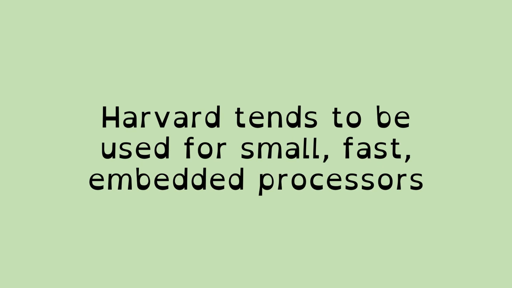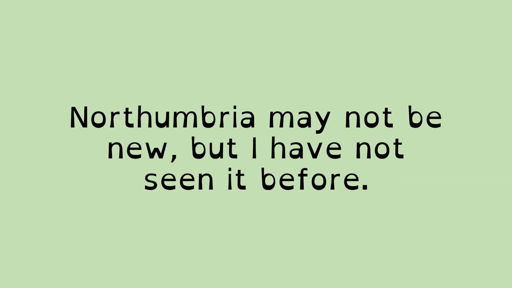Harvard tends to be used for small, fast embedded processors, so ones that are built into something, particularly ones where speed is of the essence, and they tend to be quite limited processors in other ways. And so this kind of approach is somewhat suitable for us when we're limited with 4 bits. So yeah, fine. And the Northumbria Architecture, which I've just effectively claimed in this video, may not be new. So I don't know.